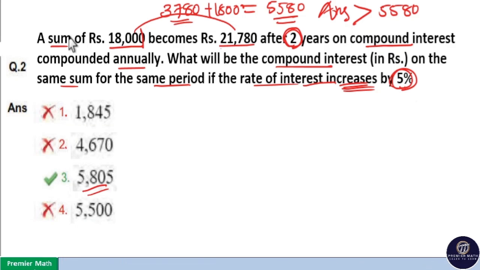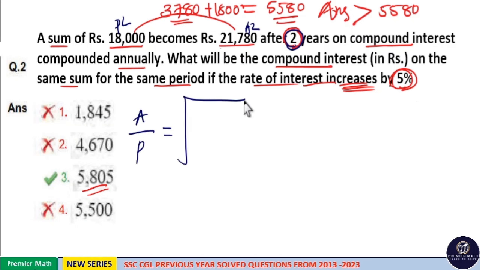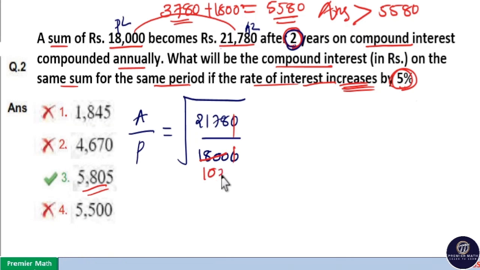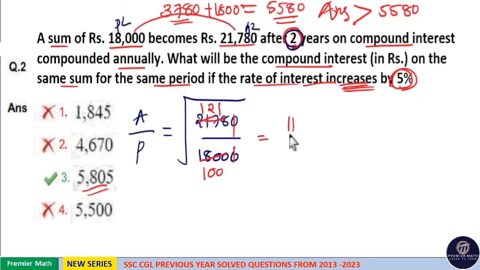Here this 18,000 is for 2 years. So this is P square and this is A square. Now if I take the amount by principal ratio, this is root of 21,780 divided by 18,000. Now 0 cancels. If I divide it by 18, 18 goes 100 times in 1800, 18 goes 1 time in 21, remaining 3, 18 goes 2 times in 37, remaining 1, 18 goes 1 time in 18. So this is root of 121 by 100 means 11 by 10.